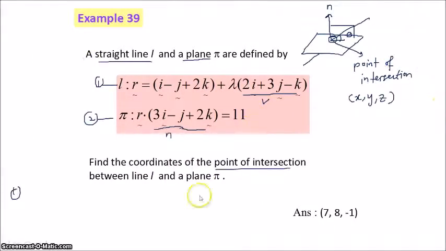Right, so move on, example 39. We have a straight line and a plane here. Find the coordinates of point of intersection between line and the plane. Okay, so from here, alright, so here again, I write down the plane formula. So here is the line formula.